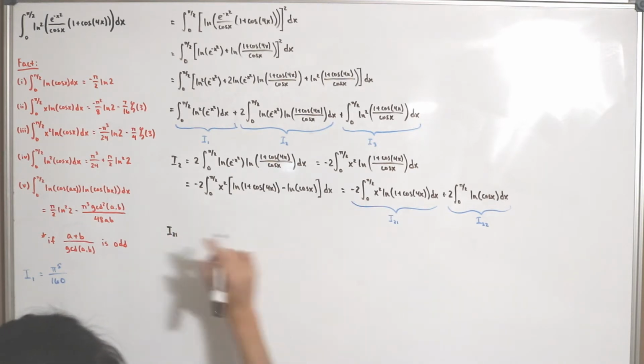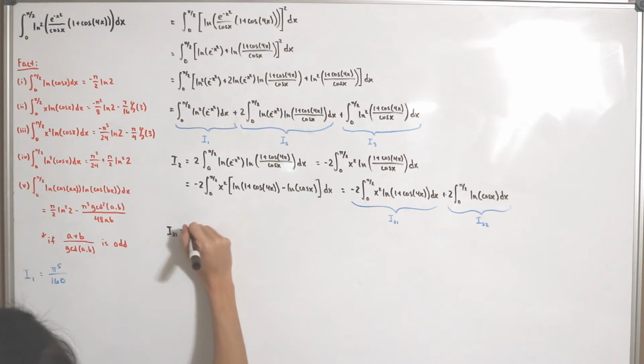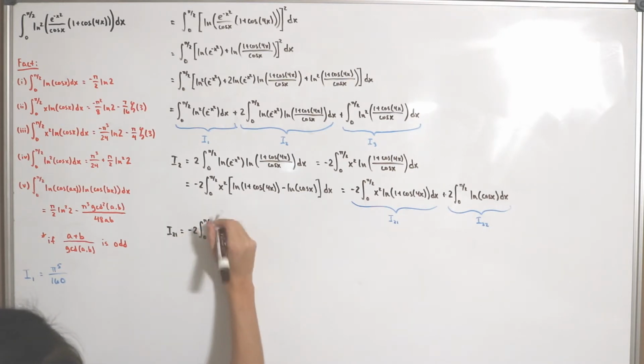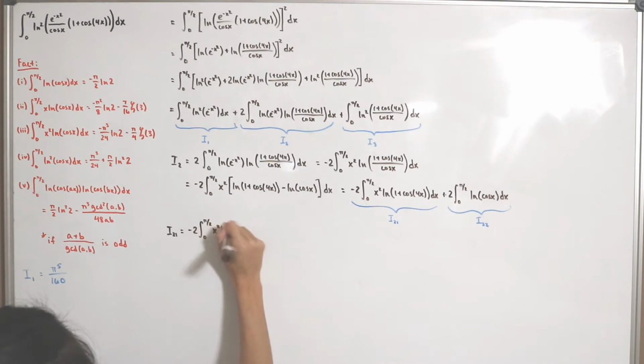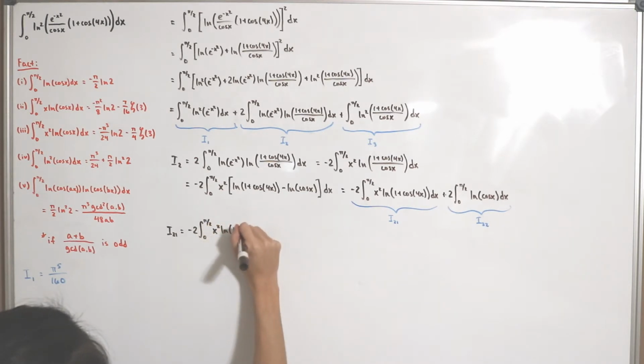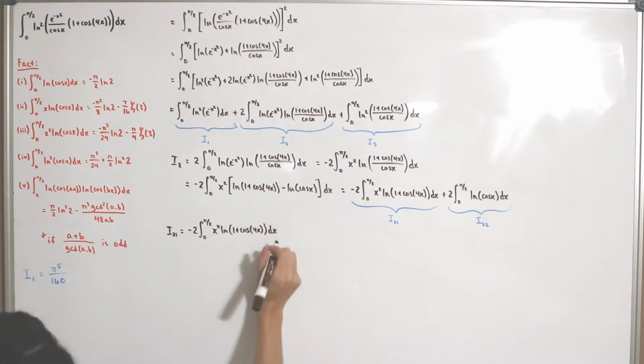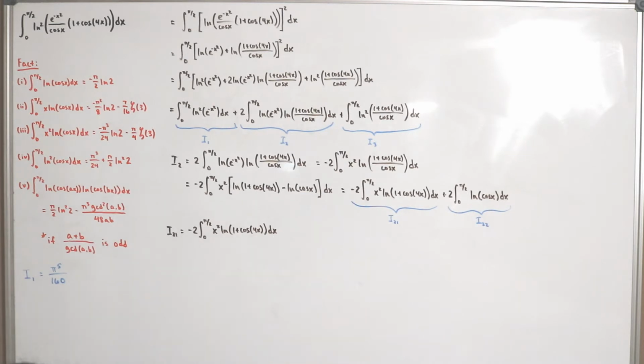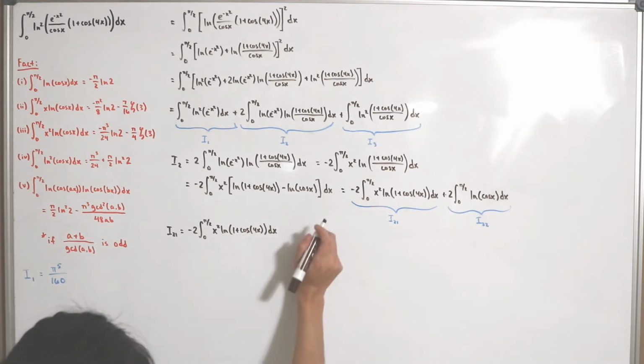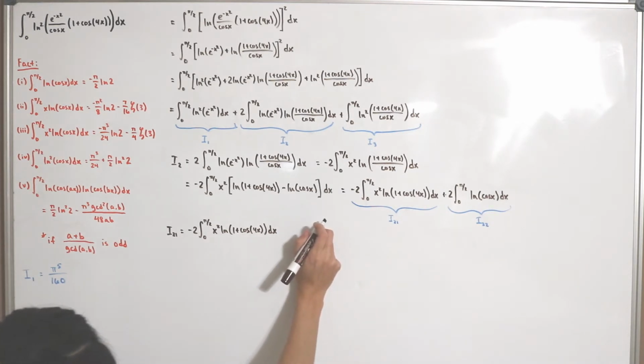So we have that it's equal to negative 2 times the integral from 0 to pi over 2 of x squared times the natural log of 1 plus cosine of 4x dx. Okay. And now we want to notice that if you graph this function, there's actually a discontinuity, or rather a singularity, at x equal to pi over 4.